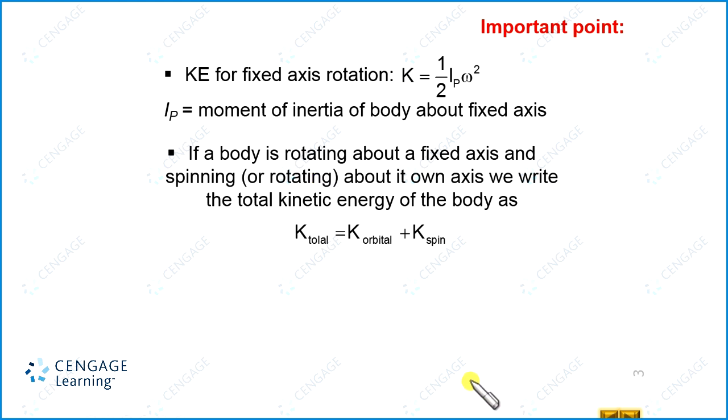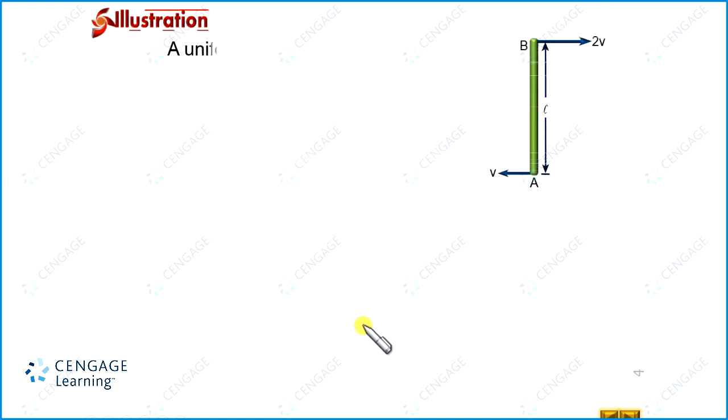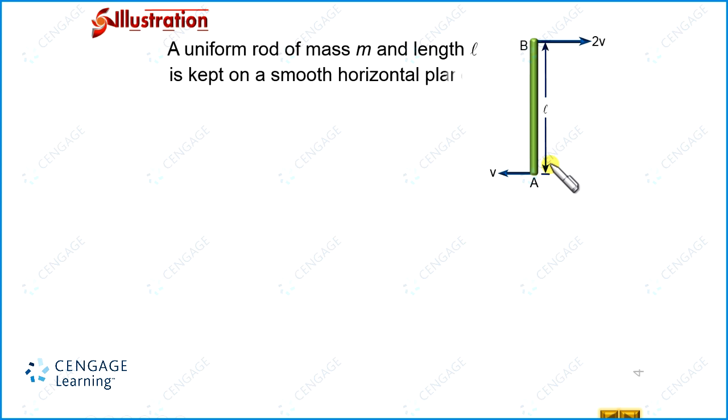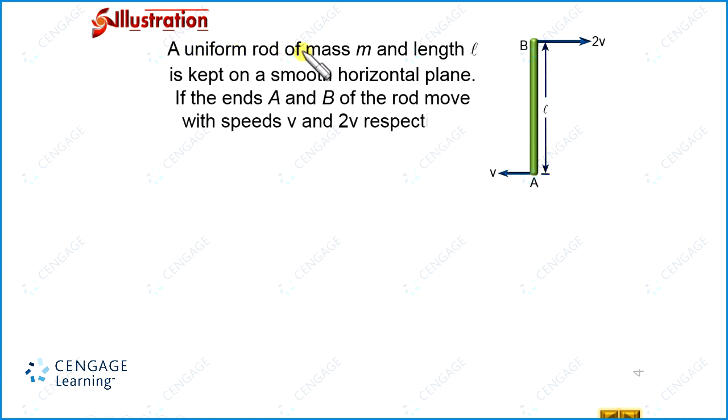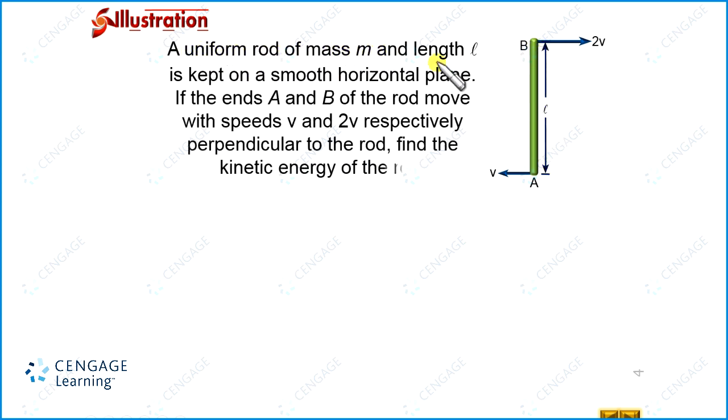Here we are going to take a few selected illustrations. Through these coming illustrations, we will discuss the concept which we have learned. So come to illustration number 1. Here you can observe this diagram. The question is: a uniform rod of mass m, length l, is kept on a smooth horizontal plane. This is kept on the table, a smooth table, and ends A and B of the rod move with speeds v and 2v respectively. This is 2v and this is v. Find the kinetic energy of the rod.